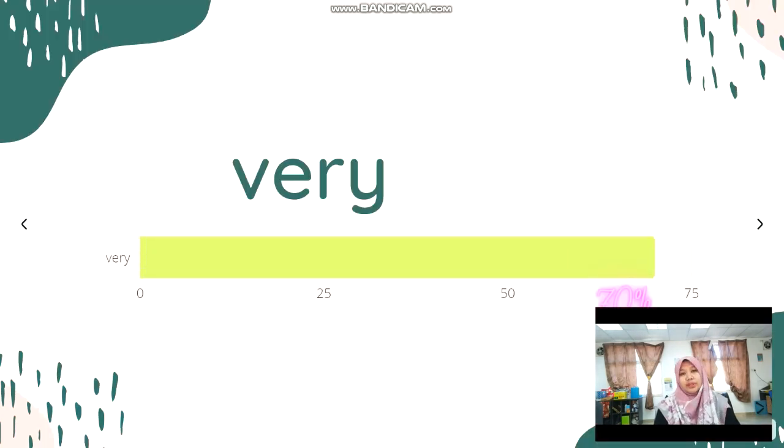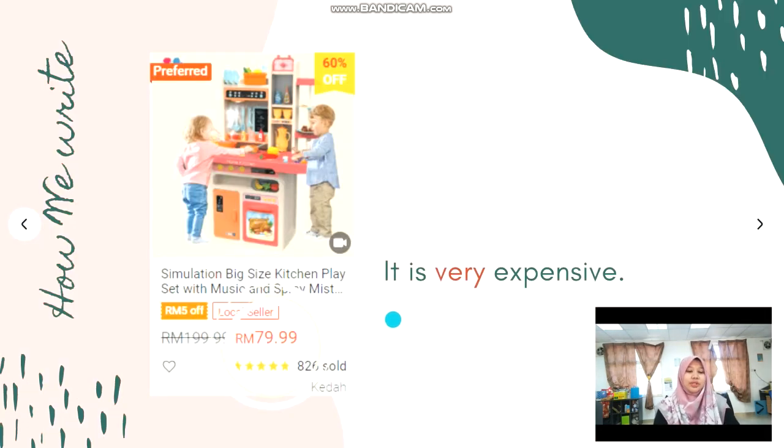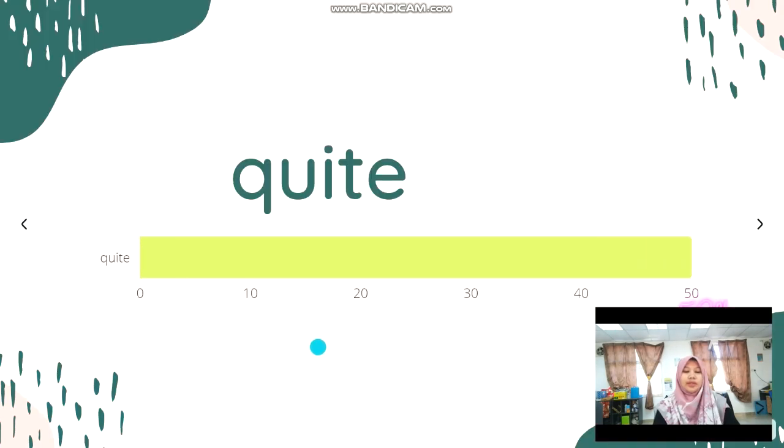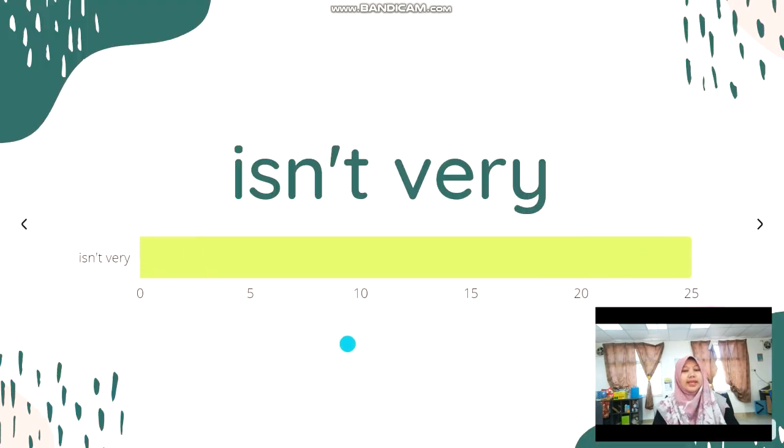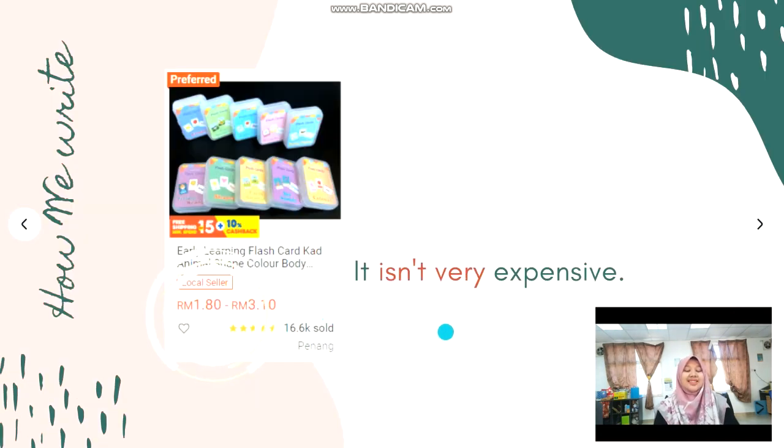And the second one, very. It's like 70%. So how do we use it? It is very expensive. The third one, quite. It's like 50%. Okay? It is quite expensive. It's not that expensive. It's just quite expensive. And the fourth one, isn't very. It's like 25%. It isn't very expensive. It's quite cheap. So it isn't very expensive.